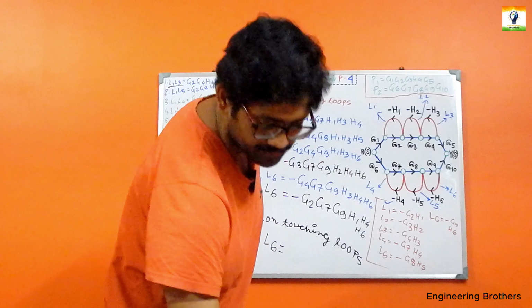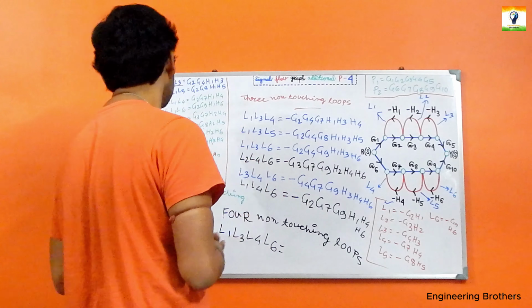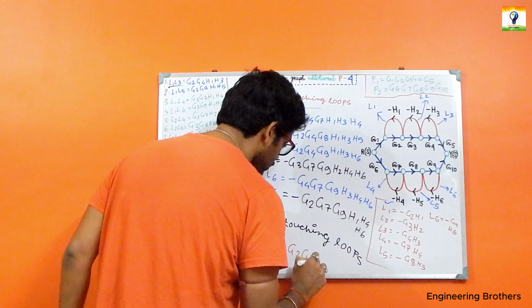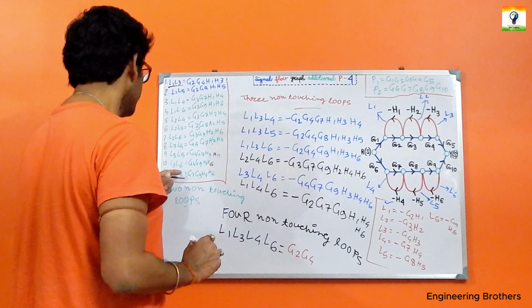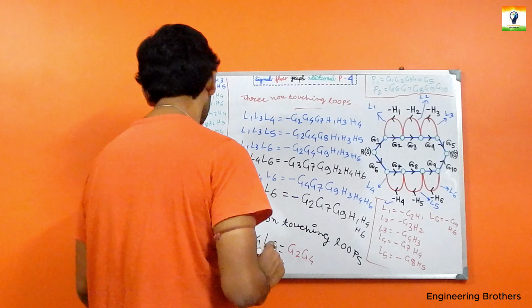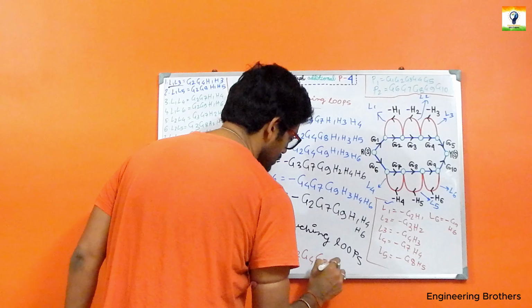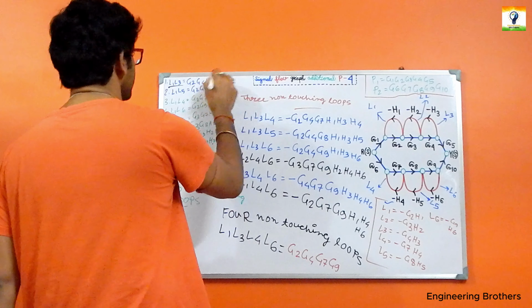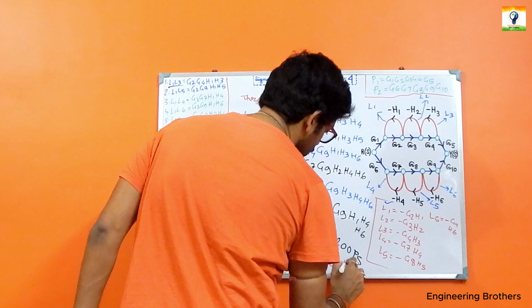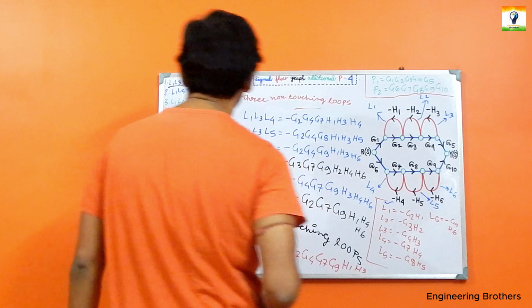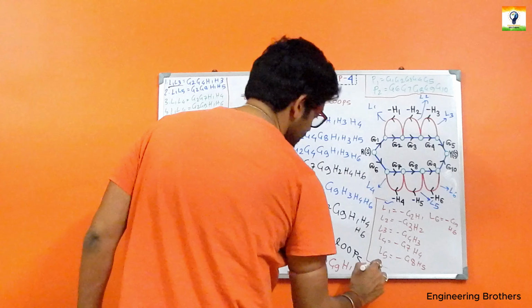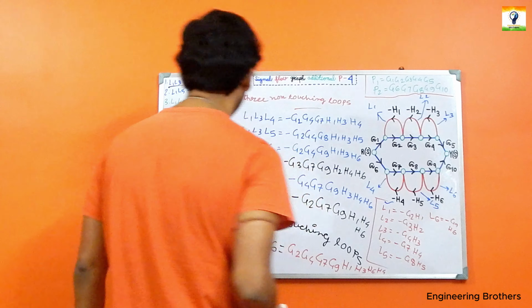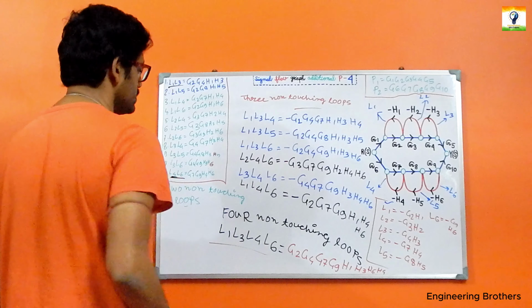Now for that one we have got L1, L3 as G2, G4, and the L4, L6 gain factor will be G7, G9. And for the feedback or H factor over here we have got H1, H3, and this one will be H4, H6. Now this is our four non-touching loops over here.